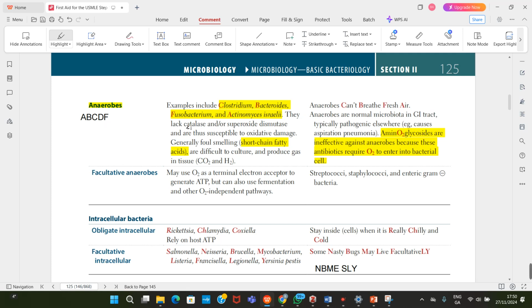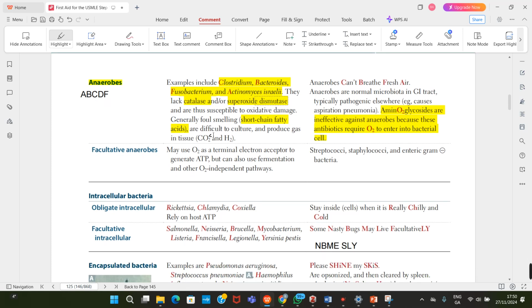This guy likes the catalase and the superoxide dismutase. So that means that they cannot protect themselves from oxidative damage, right? Anybody remembers what we use to protect ourselves from oxidative damage? Antioxidant, like what? What vitamins? Vitamin C and vitamin E. Vitamin A, C, E. Exactly. Yeah. Vitamin A, C, E.